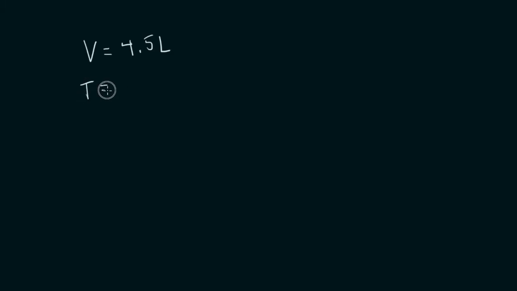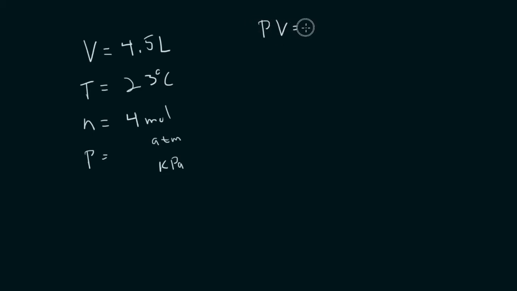It's going to be at a temperature, let's say it's a nice summer day, about 23 degrees Celsius. And then we're going to put in 4 moles of gas. And I want to know, what's the pressure going to be in both atmospheres and in kilopascals. So first off, we need an equation to relate all of these. That equation is going to be PV equals nRT.